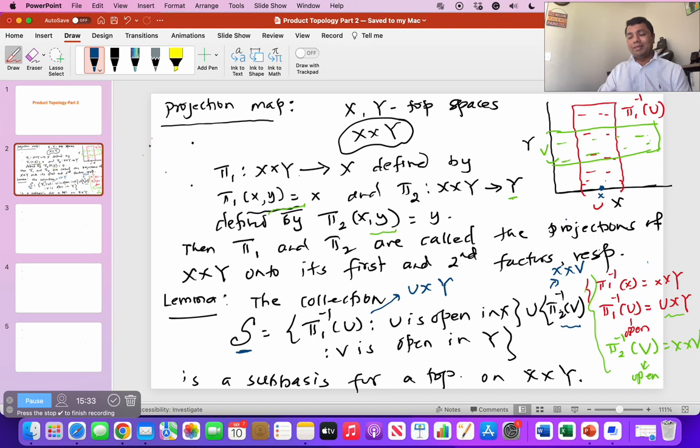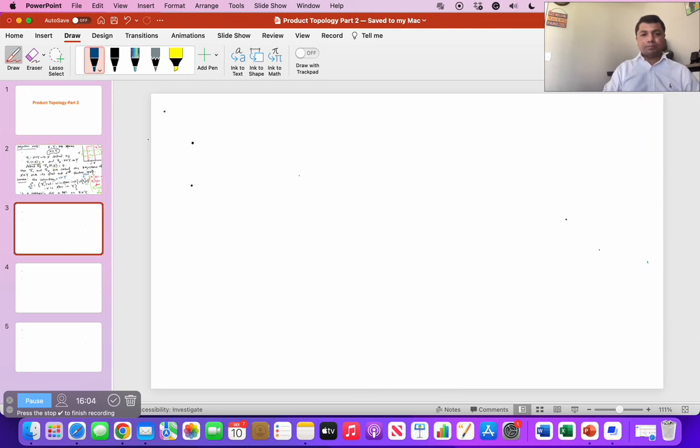So to find the second collection, you take the Cartesian product of X with each element of the topology on Y. That gives you the second collection. And to find the first collection, you take the Cartesian product of Y with each element of the topology on X. Once you have those two collections, that's going to be your subbasis for the product topology on X cross Y. Now let me give you one example.